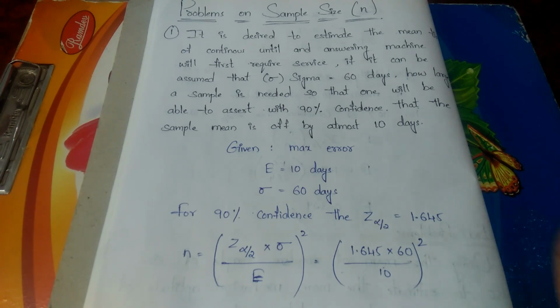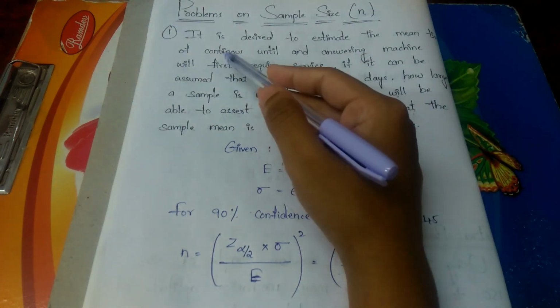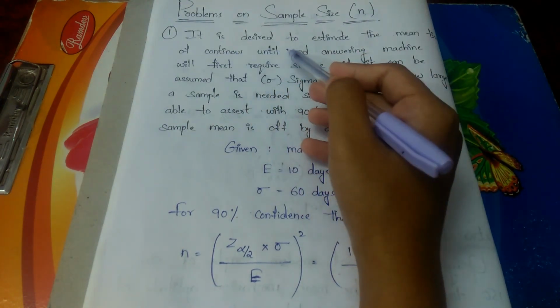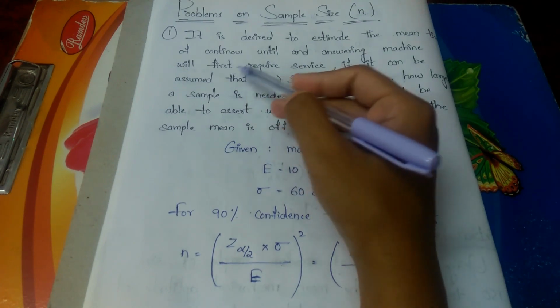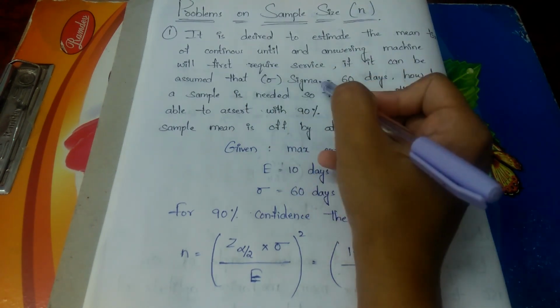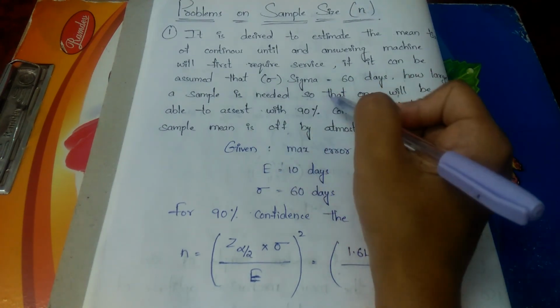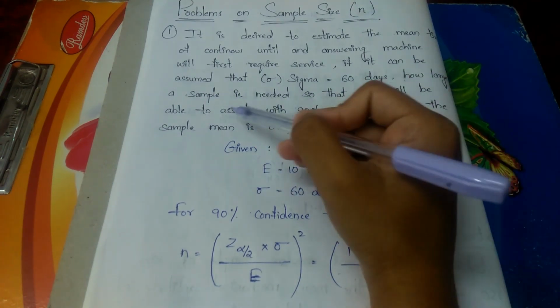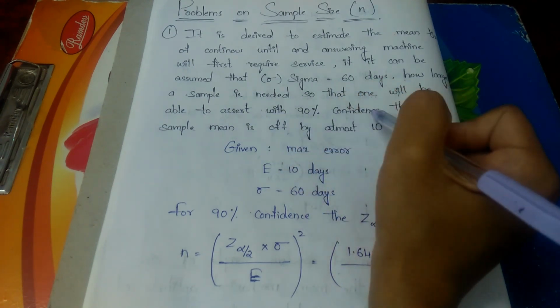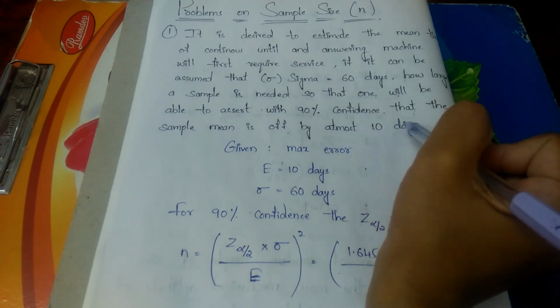So here we go with the first problem. It is desired to estimate the mean time of continuous operation until an answering machine will first require service. If it can be assumed that sigma is equal to 60 days, how large a sample is needed so that one will be able to assert with 90% confidence that the sample mean is off by at most 10 days.